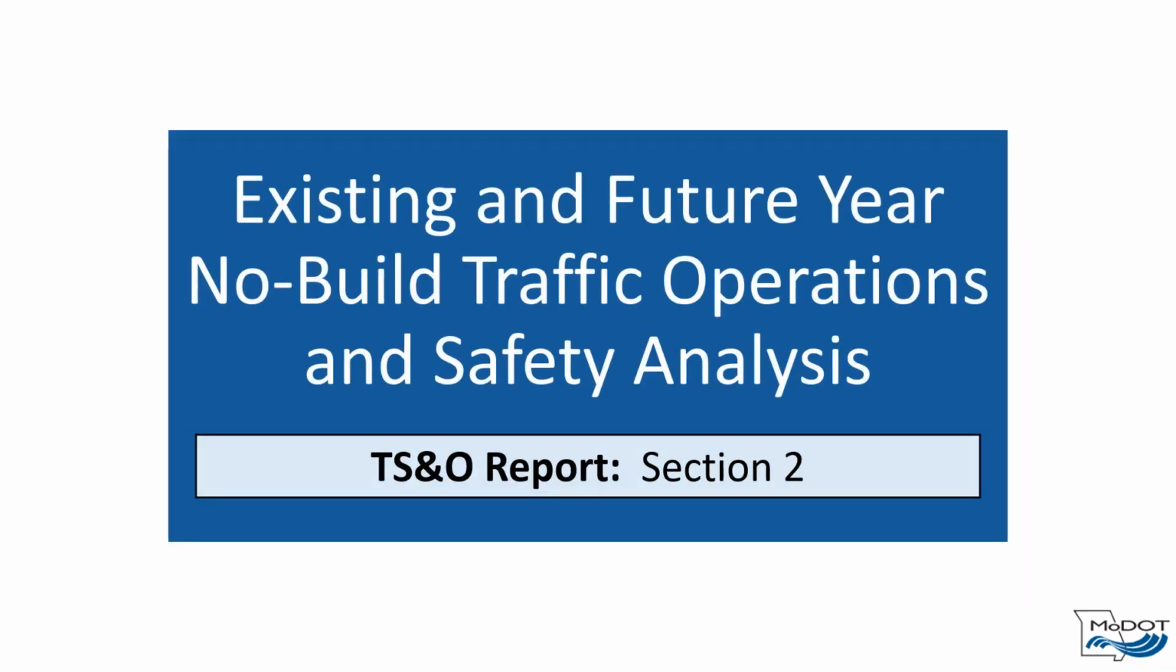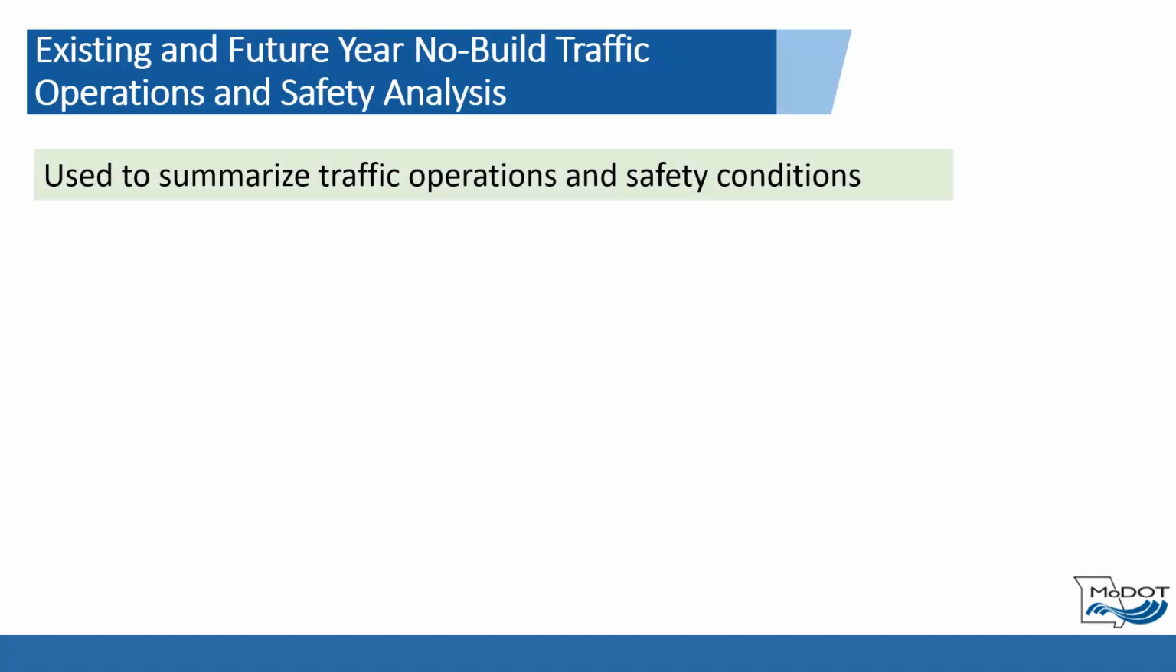TS&O Report Section 2 focuses on the existing and future year no-build traffic operations and safety analysis. TS&O Section 2 is used to summarize the state of traffic operations and safety conditions for the existing roadway and for a future year where the roadway has not been improved.